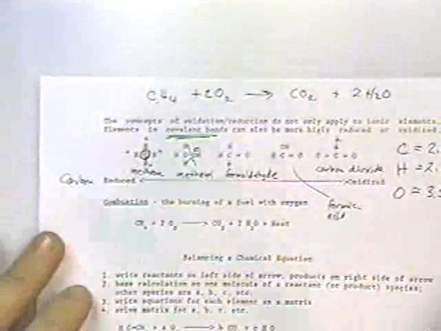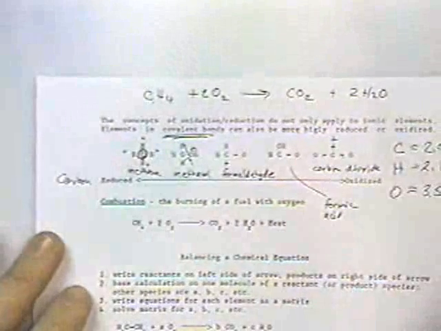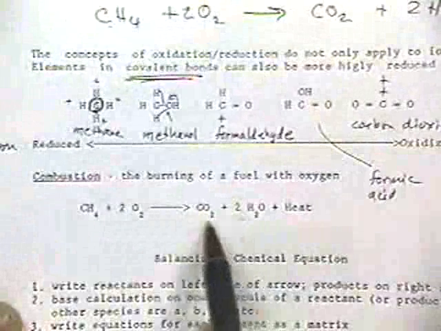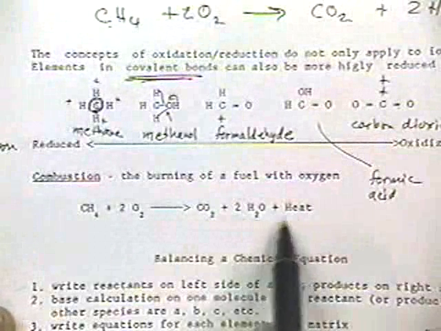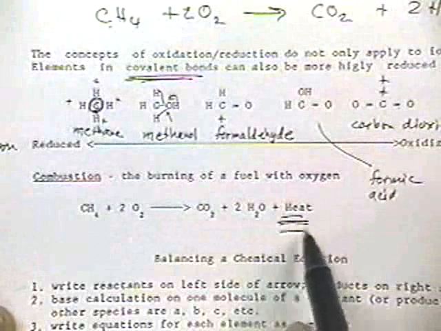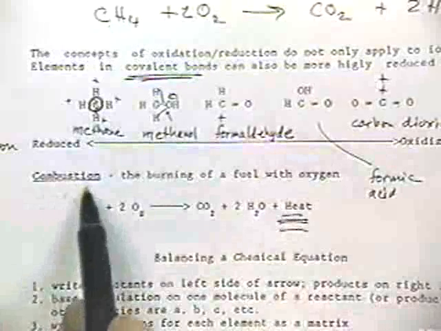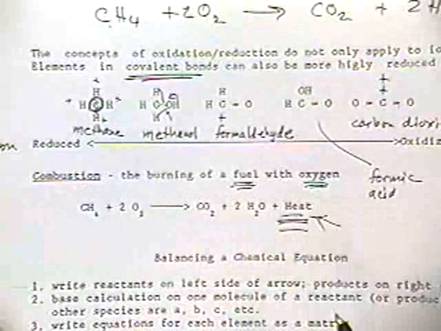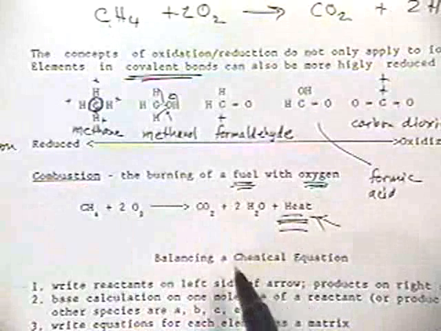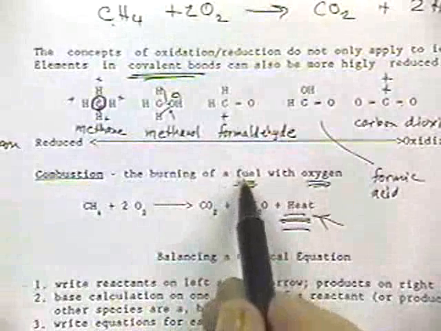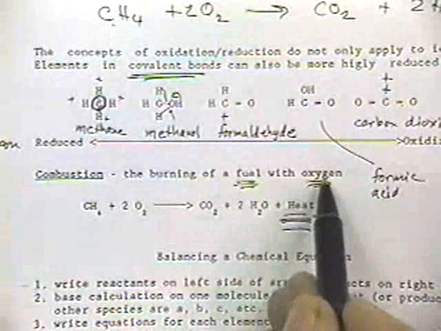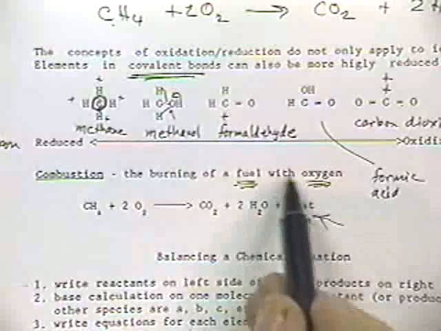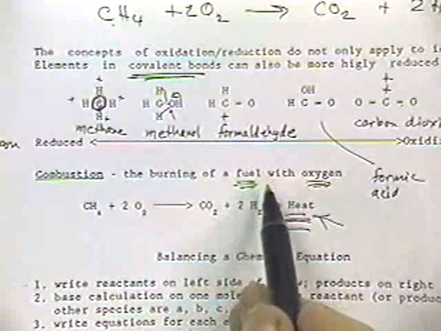Okay, I've just given this example of methane reacting with oxygen to form carbon dioxide and water. Another thing that comes out of this is heat. And so combustion is the process of burning a fuel with oxygen primarily for the purpose of generating heat. And again, the fuel would be called the reducing agent, and the oxygen would be called the oxidizing agent, because the oxygen is causing the fuel to become oxidized.